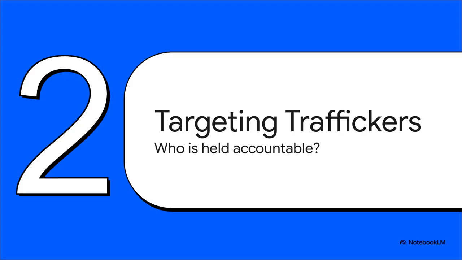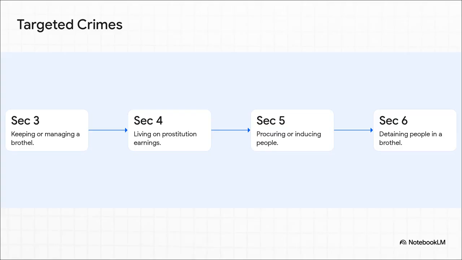All right, so we've got the what down. Now let's talk about the who. The Act is incredibly specific about who it holds accountable, and it goes after all the key players in the trafficking world. You see, the Act is smart. It attacks the problem from 4 different angles. It doesn't just focus on one act. It goes after the people who run the brothels, the ones who live off the earnings, the ones who recruit or trick people into it, and the ones who hold people against their will. It's a full-on strategy to dismantle the entire business.